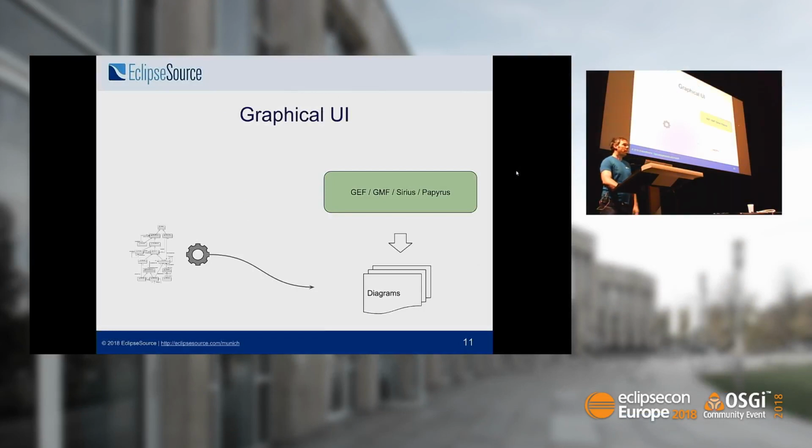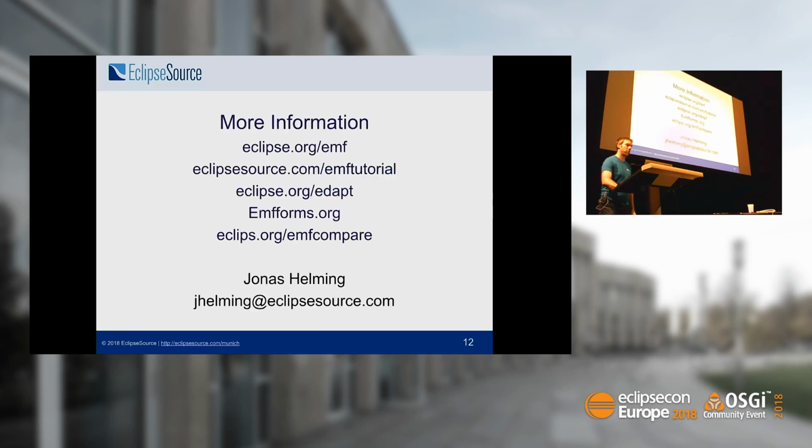About graphical UI, I promised you some pointers. Look at the technologies GEF, GMF, Sirius, and Papyrus. If you want to do something UML-like, Papyrus is probably the most interesting one. There's a talk today about Papyrus. And for Sirius, you also find talks here at the conference. And with that, I would like to conclude.